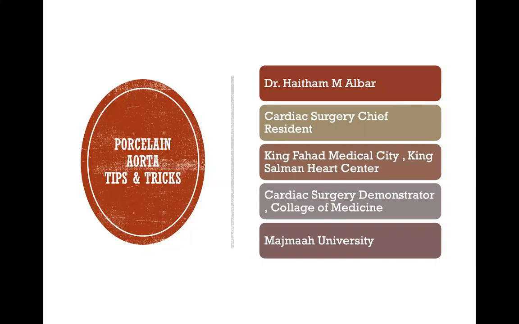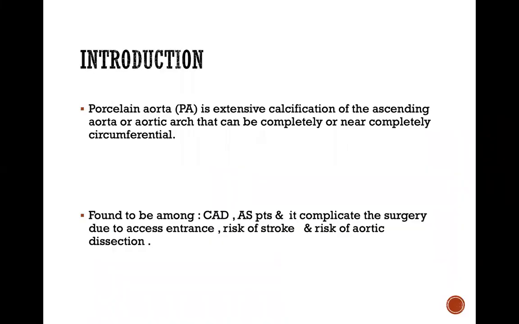Okay. Good afternoon, everybody. So, a quick talk about porcelain aorta tips and tricks. As an introduction, the definition: porcelain aorta is extensive calcification of the ascending aorta or aortic arch that can be completely or near completely circumferential. You can find this among certain groups of patients. However, it's not exclusive to them, like coronary artery disease and aortic stenosis patients.